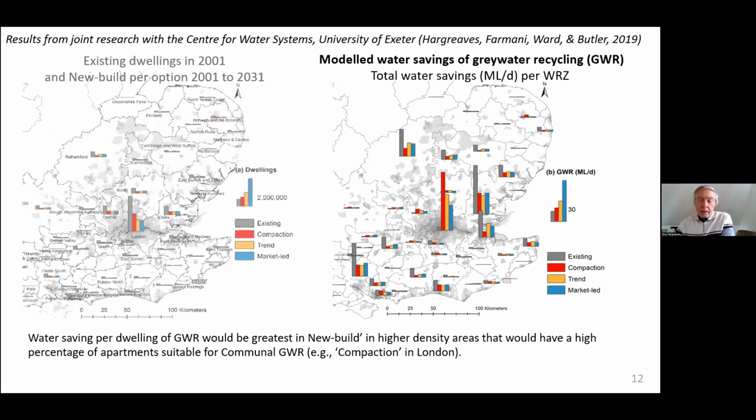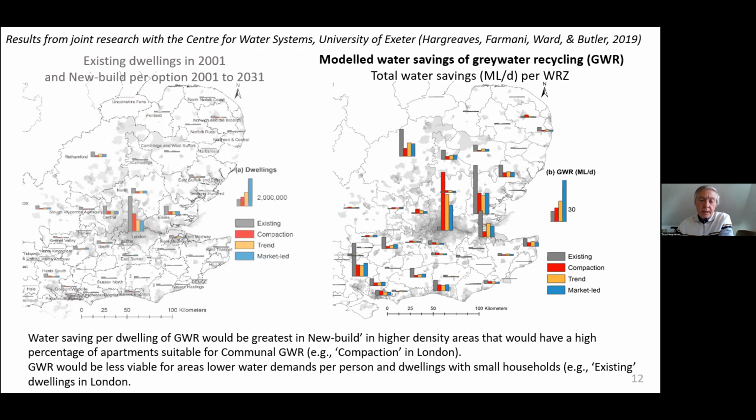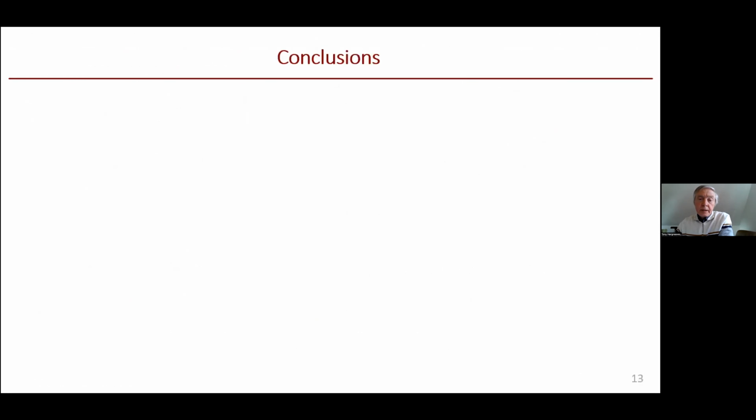And also, if you look at London, for example, you can see for existing dwellings, the water savings will be very little. That's mainly because of the assumptions made for testing these options, because London tends to have small households and less water demand per person. Then for most of the existing houses in London, it wouldn't really be cost effective to retrofit them with grey water recycling systems. So finally, just conclusions.